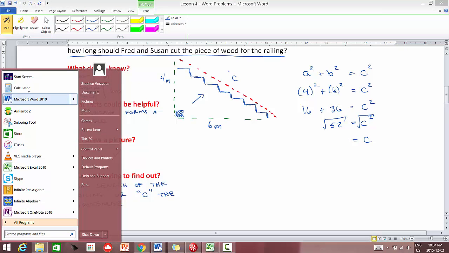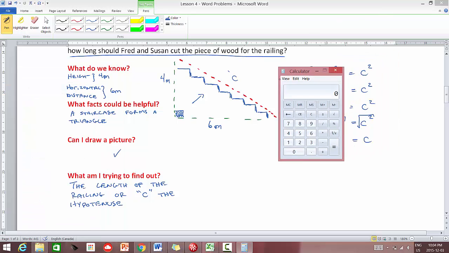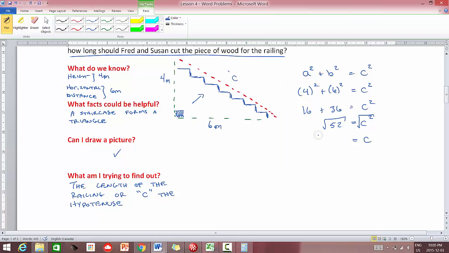So we take our calculator, and we'll go 52 square root gives us 7.21. And for most questions like this, I'll get you guys to keep it to just 2 decimal places. So we have 7.21.